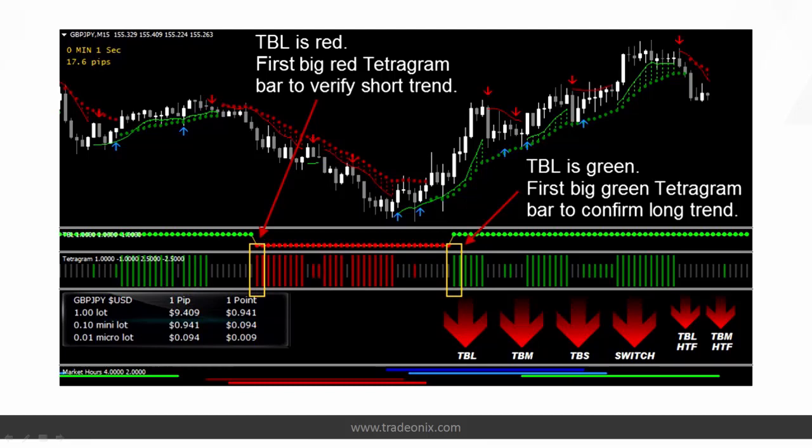When the TBL turns green, also, we have the switch underneath the price pointing up. We have the TBS underneath the price turned green, and we have the TBM underneath the price also turned green. At this point, we have the TBL, the TBS, the TBM, and the switch all in agreement, and at that point, the trend is officially up. This is validation or confirmation of the uptrend.